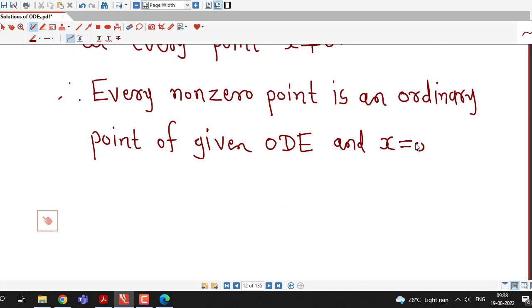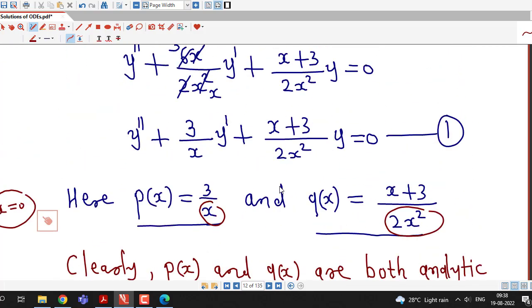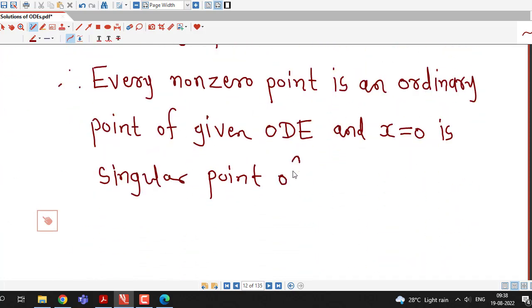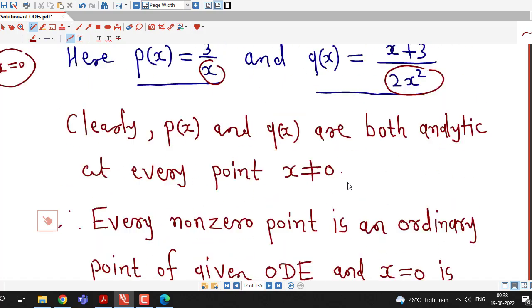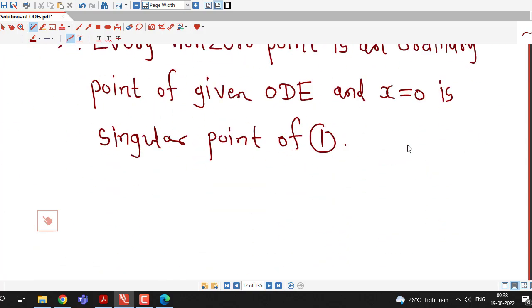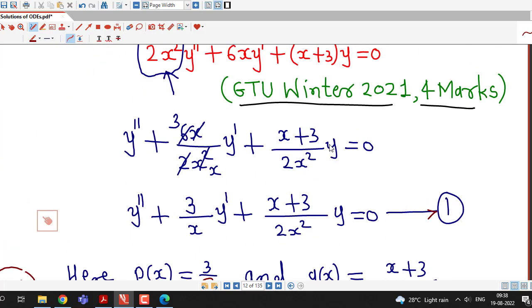So x equal to 0 is a singular point, and since we have already numbered the equation as 1, we can write that x equal to 0 is a singular point of equation 1. So we have decided ordinary points, and we find that every non-zero point is an ordinary point. There is only one singular point, so we can find the ordinary and singular points of the differential equation. So x equal to 0 is a singular point of equation 1.